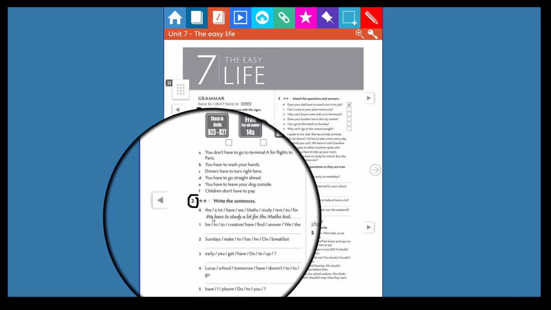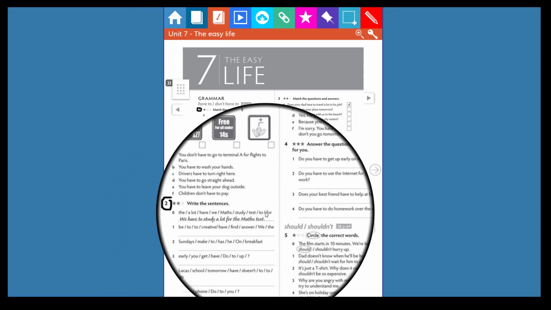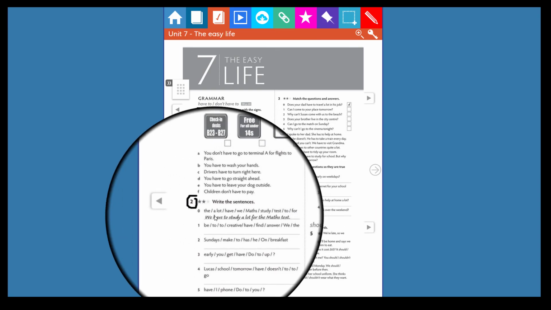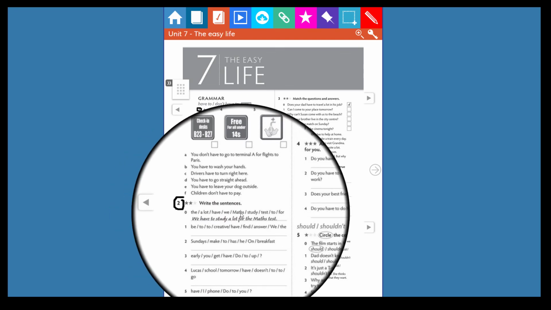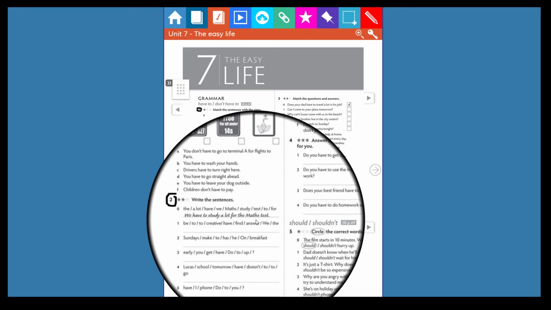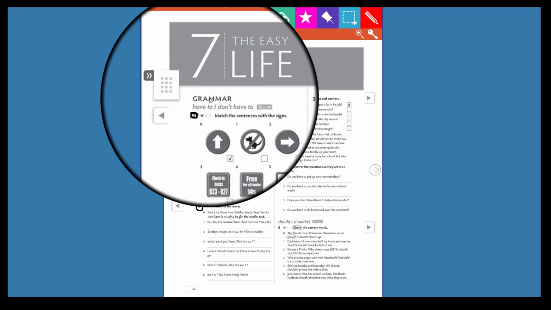And activity number 2, write the sentences. You have 7 sentences here. The idea is that you look at these words over here and you have to order the words to create the sentences. Order the words, okay? Number 0: the, a lot, have, we, maths, study, test. The correct answer is we have to study a lot for the maths test. Okay, so this is going to be your homework, activities 1 and 2 from the workbook.